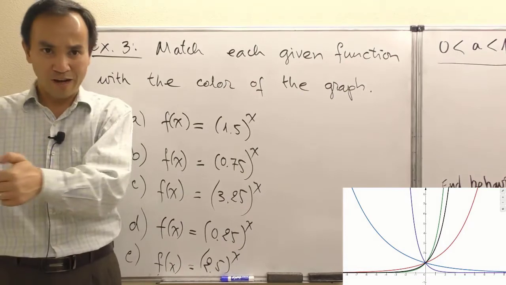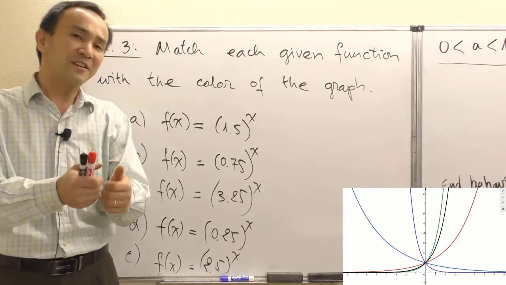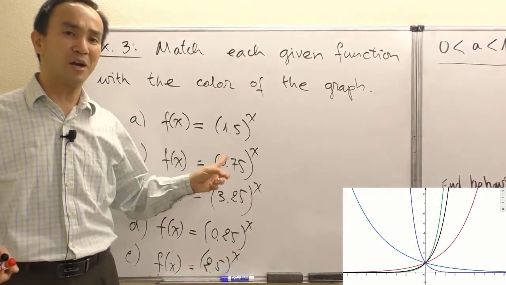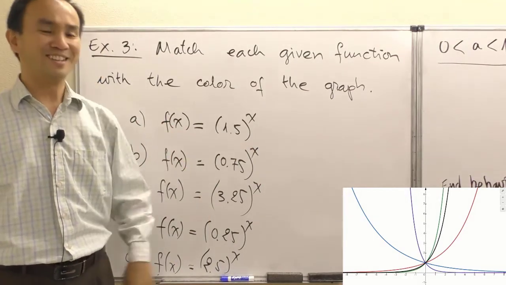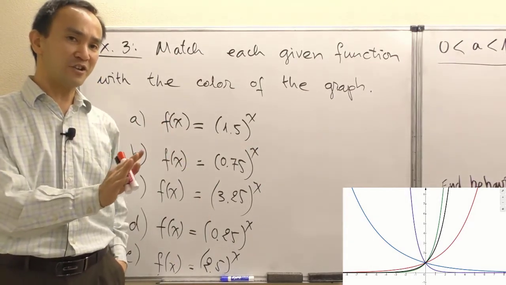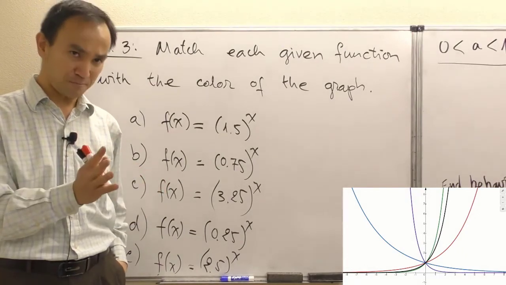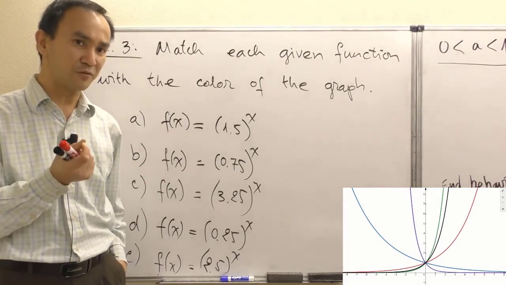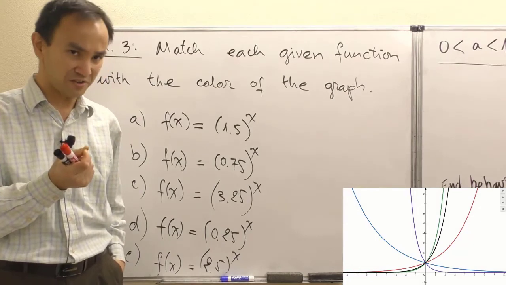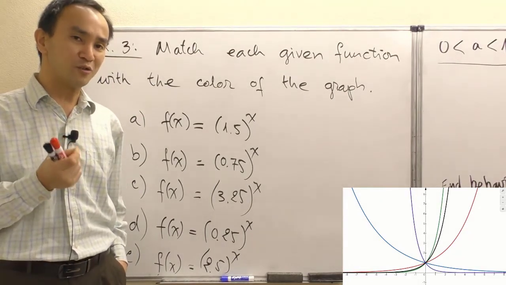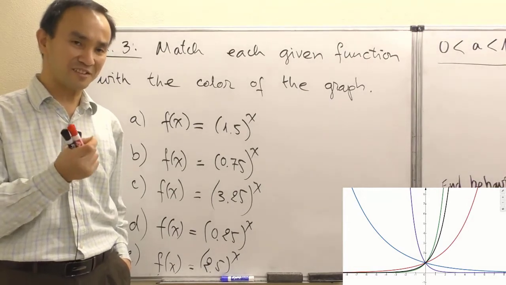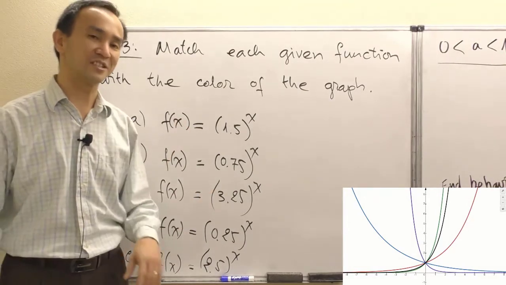You don't want to pull out your own graphing technology, graphing device, and graph these things one by one and match with the one you see in the picture. That's not the point. The point is, from what we already generally concluded about the shape and the common characteristics of these a to the x functions, we're only going to use those, that information, as the driving key to answer this.